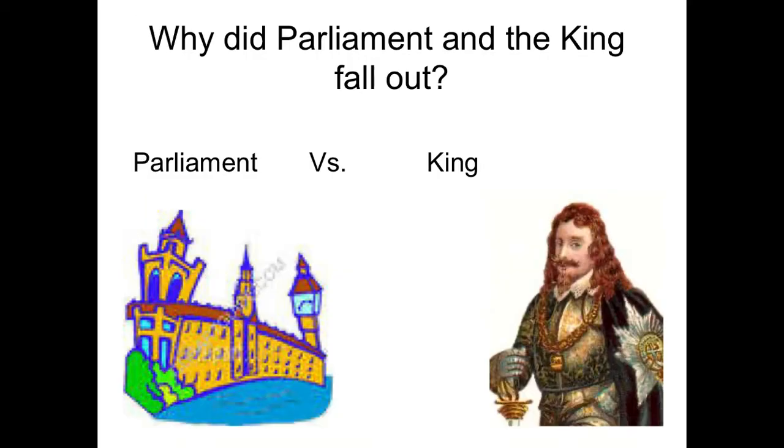Okay, so next one, what I'd like you to do is the title is "Why Did Parliament and the King Fall Out?" Because what happens is there's a massive civil war in this country. So we're not fighting a different country like Britain fighting France or Britain fighting Germany. A civil war means one country with a war happening in it.